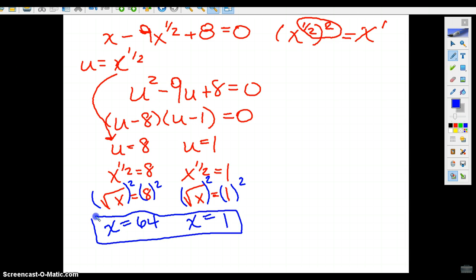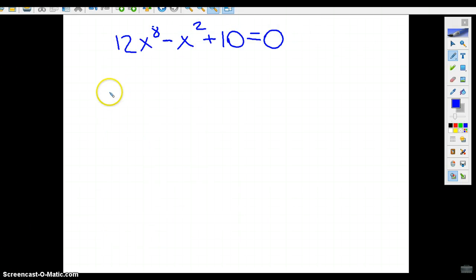Now again, you should be double checking your answers in the originals to see if they work, but I'm not going to go through all of that right now. That's something you can do on your own. Okay. I want to show you a couple more before you get to work on your own. All right, here's another one.